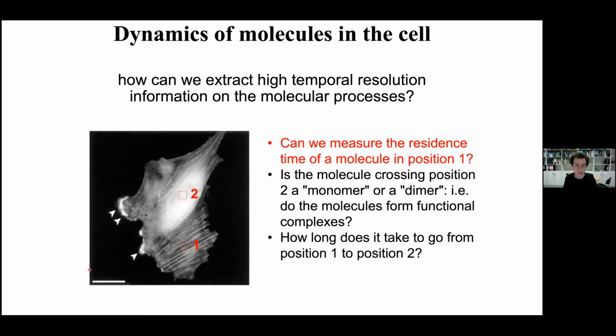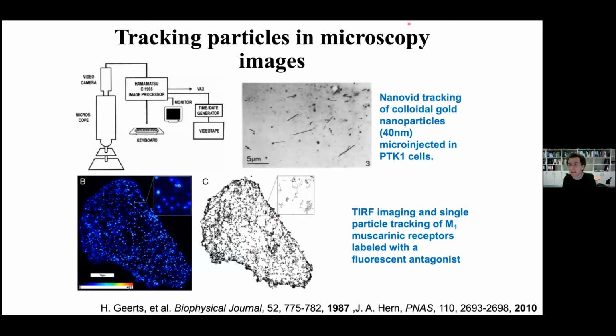So the first question which I ask is, okay, now this cell is alive. There are fluorescent molecules that form the actin cytoskeleton. I want to know how long a molecule on average sits in this position. Okay, so how do we do this? Now you are all experts in single molecules from what I showed you before.